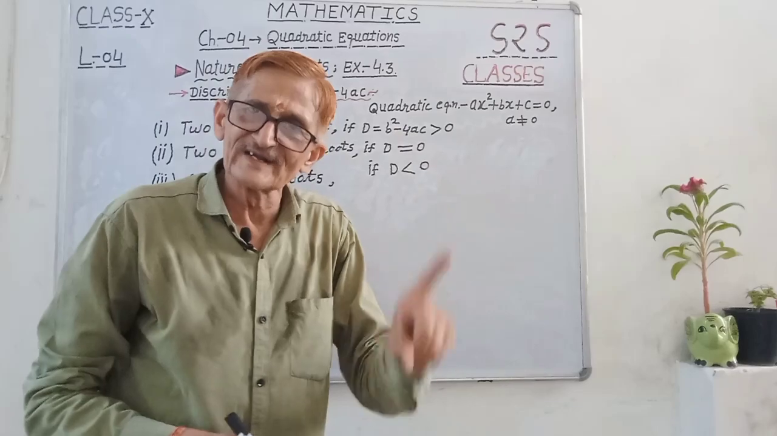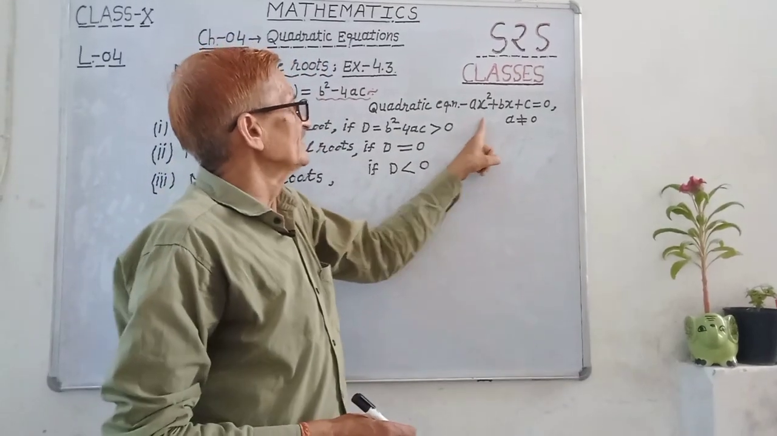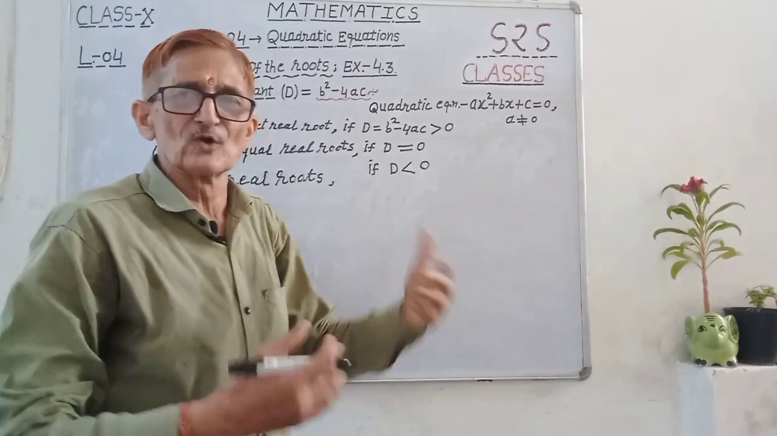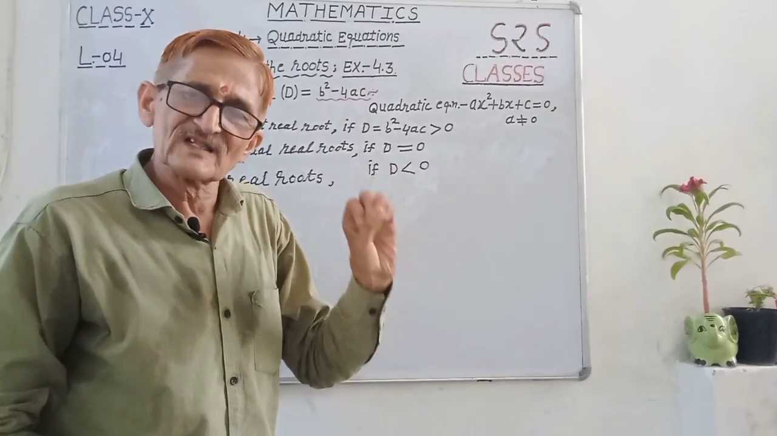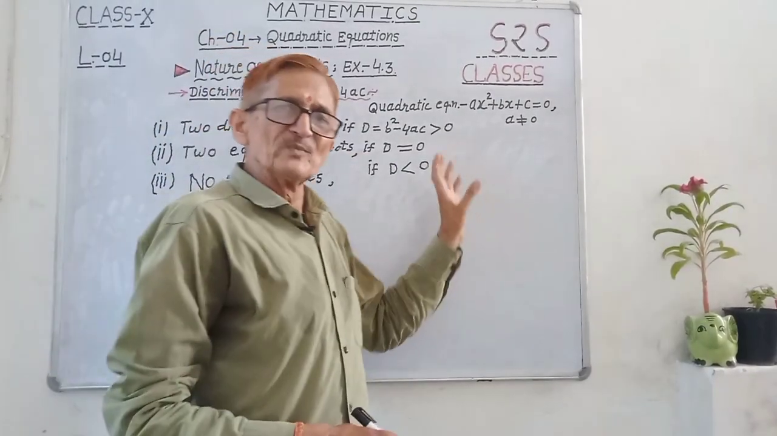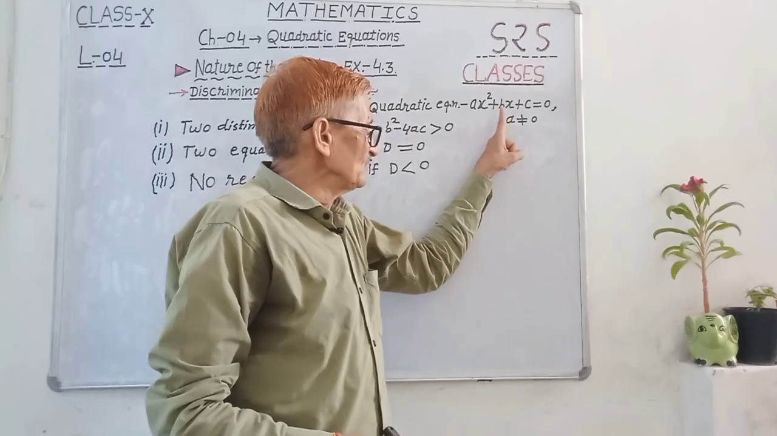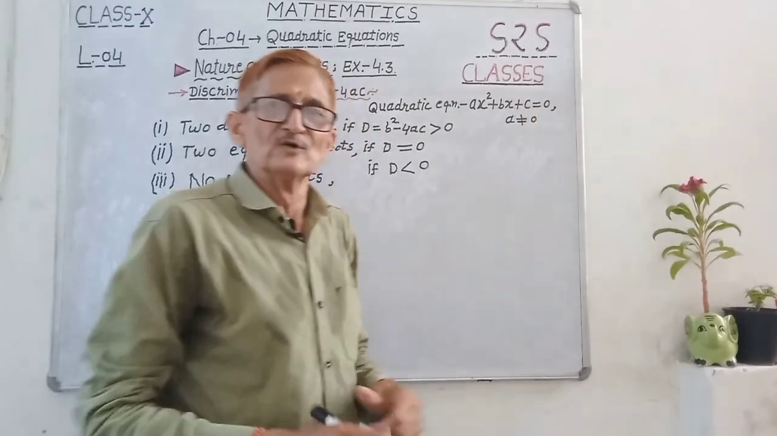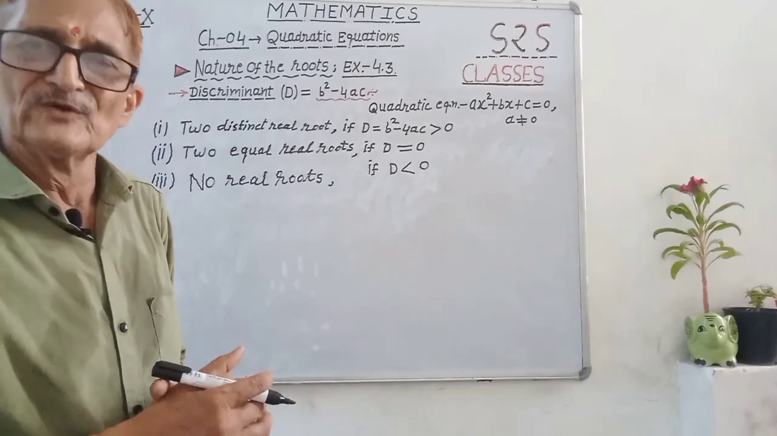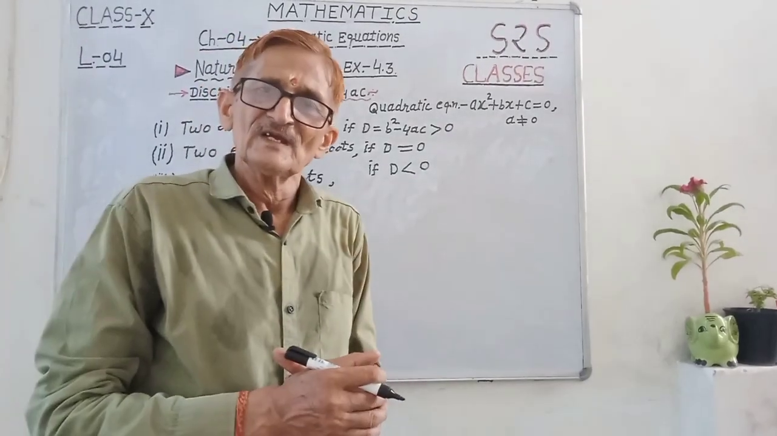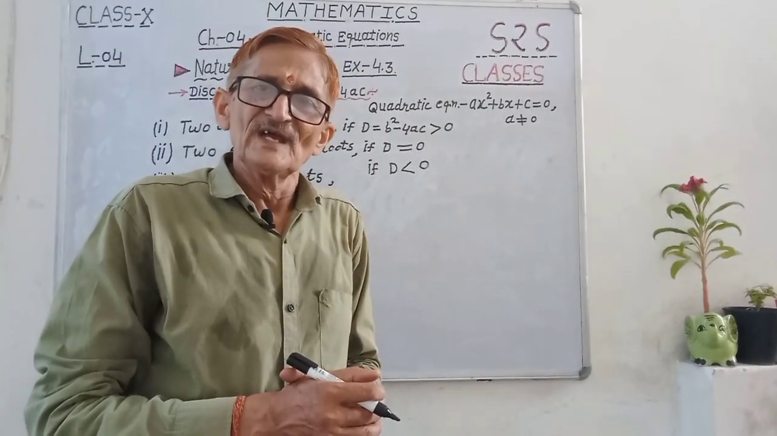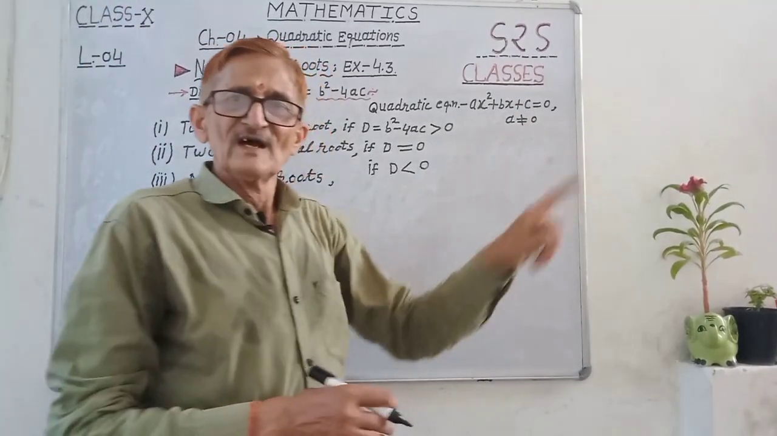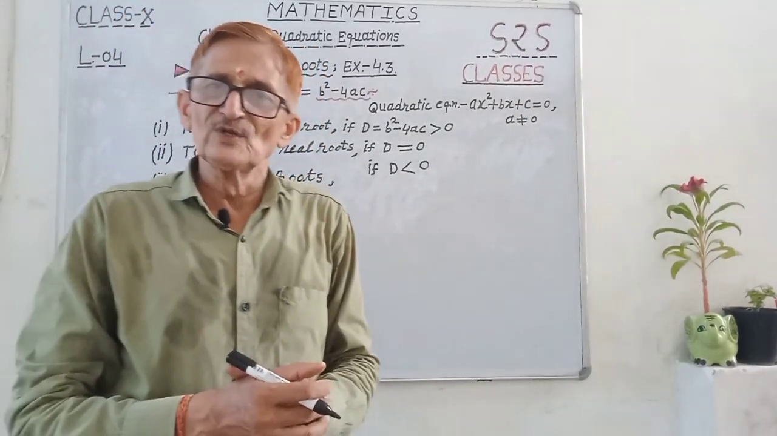Compare that quadratic equation with the standard quadratic equation ax square plus bx plus c, means coefficient of x square is called the value of a, coefficient of x is called the value of b, and constant term is called the value of c. These may be negative, may be positive, a, b, c any real number, but a should not be 0, b or c may be 0.